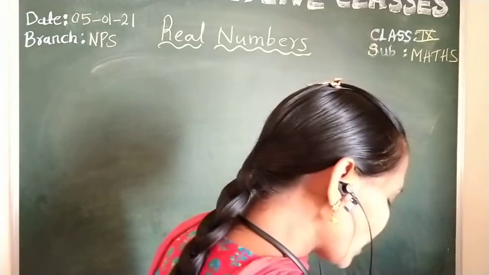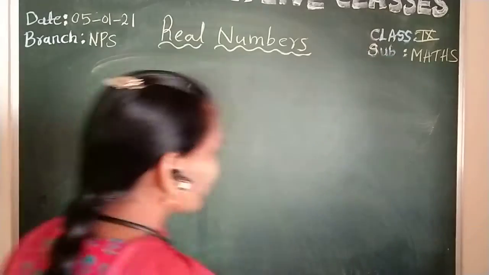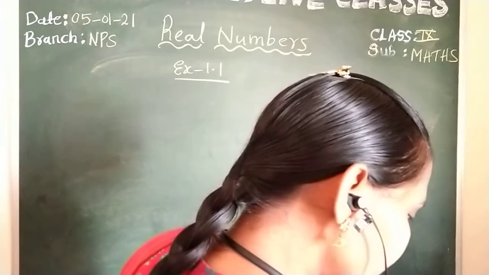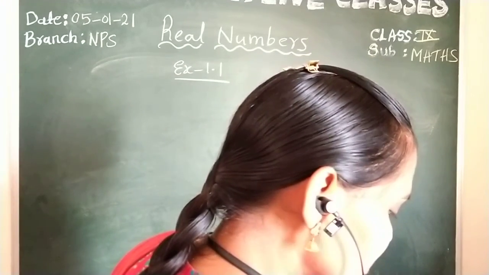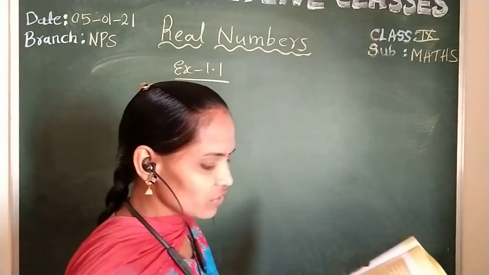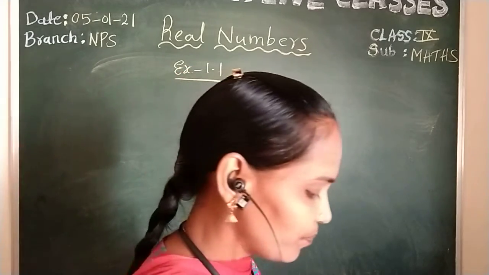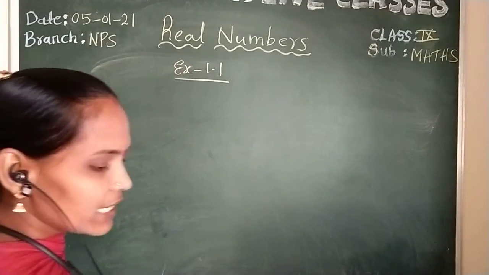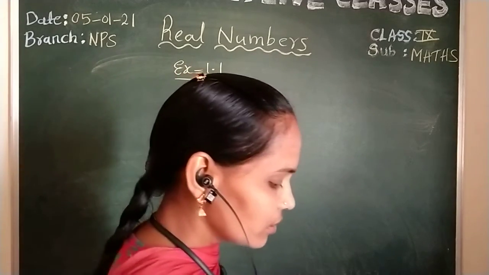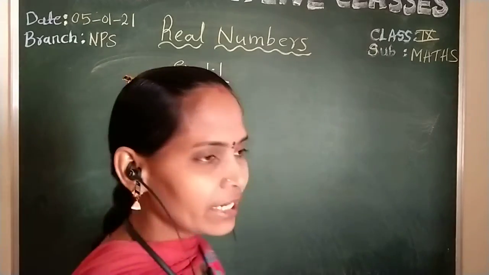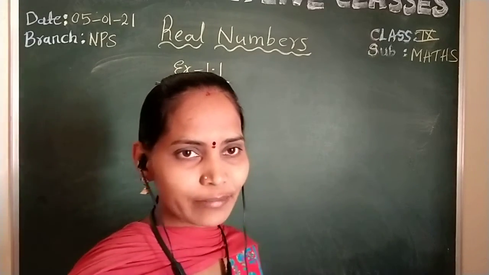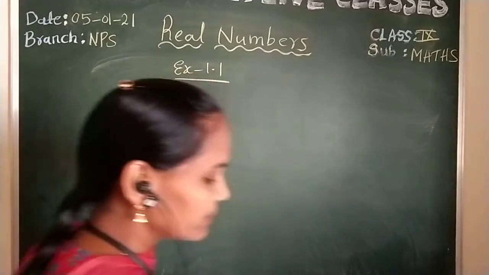See, you have exercise 1.1. In that, question number 8 in the textbook: express each of the following decimal numbers in P by Q form. These are non-terminating, repeating decimals. Non-terminating in the sense it will not end, it goes on continuously. Repeating, that goes on repeatedly.